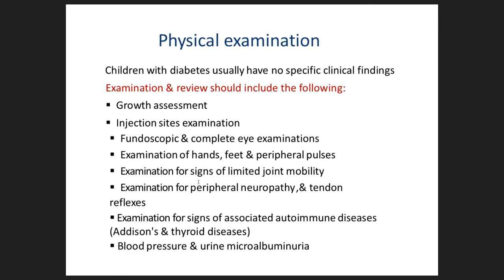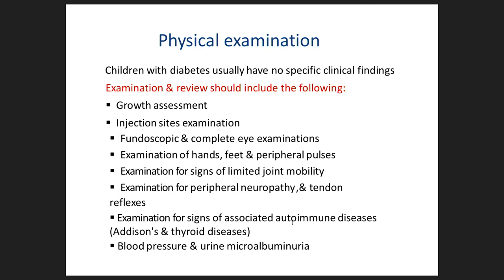Physical examination. Any child with diabetes should have a full physical examination, including growth assessment, injection site examination, fundoscopic examination, examination of the hands, feet, and peripheral pulses, examination for signs of limited joint mobility, examination for peripheral neuropathy, tendon reflexes, and examination for signs of other associated autoimmune disease, because type 1 diabetes could happen isolated or in association with other autoimmune disease.